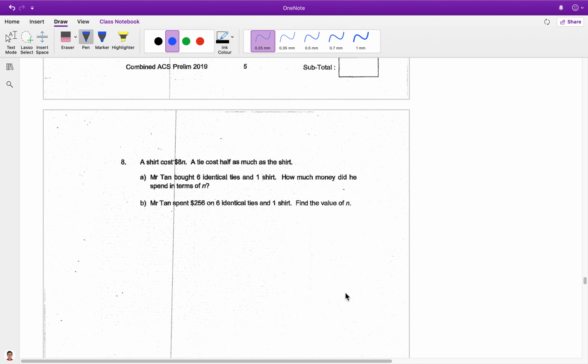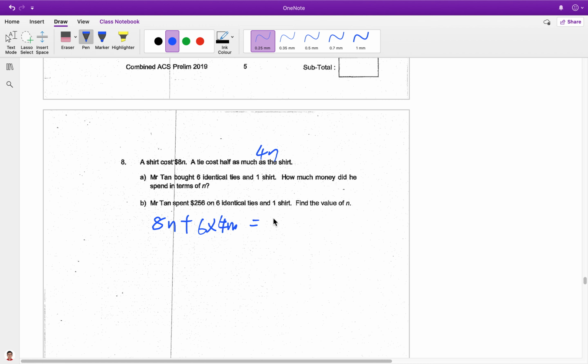Okay, question 8. A shirt costs AN, right? A tie cost half of the shirt. So Mr. Tan bought 6 ties and 1 shirt. How much money did he spend in terms of N? So this one, a shirt is the AN, right? If he buys 1 shirt is AN, how many ties? 6 ties. 1 tie is half. Half means 4N, right?